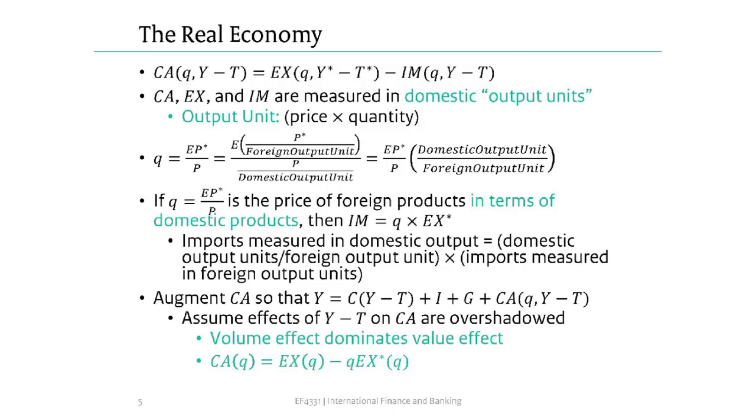The last component, IM, Q, is ambiguous, and I'll show you why. So put a question mark here for now. Y minus T, domestic disposable income. As we become wealthier, part of our additional consumption after we become wealthier is going to go towards buying stuff from abroad, right? That's imports.